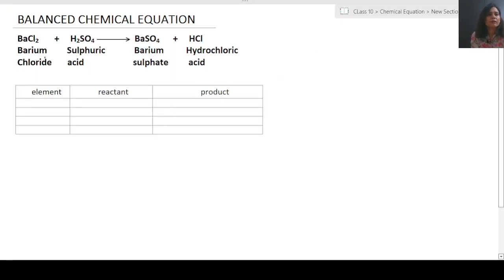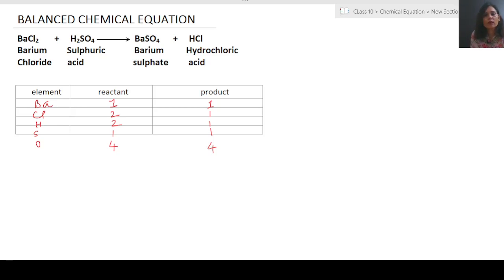Barium chloride reacts with sulfuric acid to give us barium sulfate and hydrochloric acid. Now barium, Ba symbol, then Cl, then H, then S and then O. So reactant side Ba is 1, Cl is 2, H is 2, S is 1, O is 4. In the product side it is 1 here, then S is also 1, O is 4 and H is 1 here and Cl is 1.